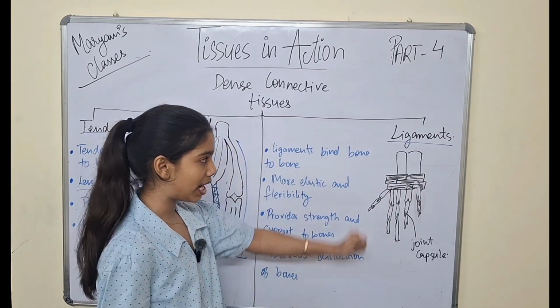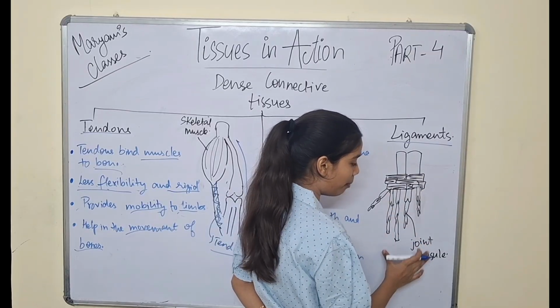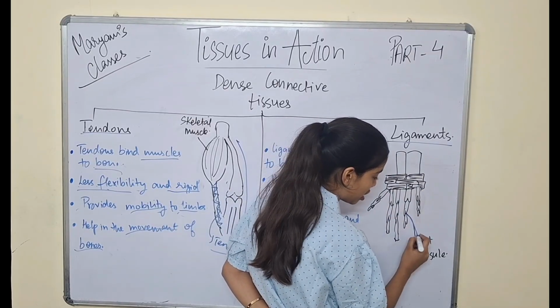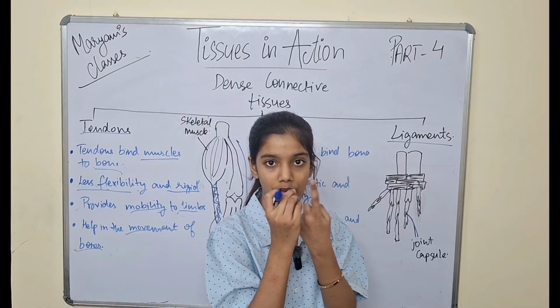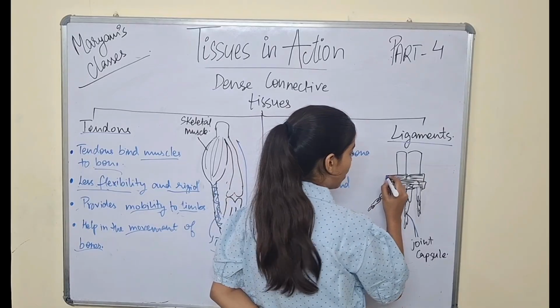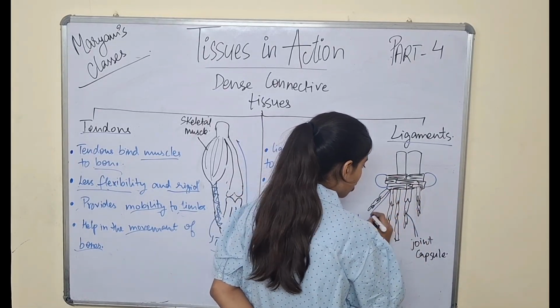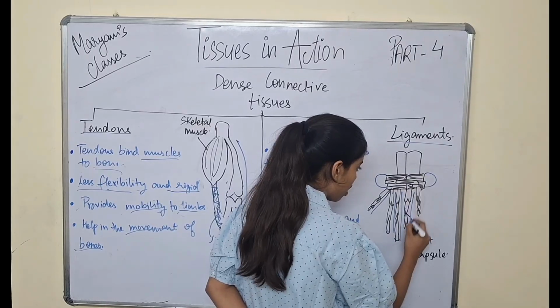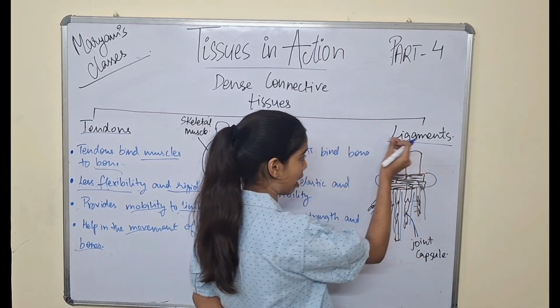Over here I have made a sample diagram of ligament. You can see it is a hand diagram. Here it is known as the joint capsule, like joints. When a joint is covered, it is known as a joint capsule. Over here it is tissue, over here it is muscles. Now you can see over here bones are there. So these three bones are connected with each other due to ligaments.